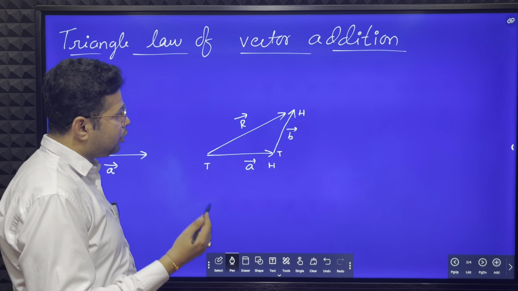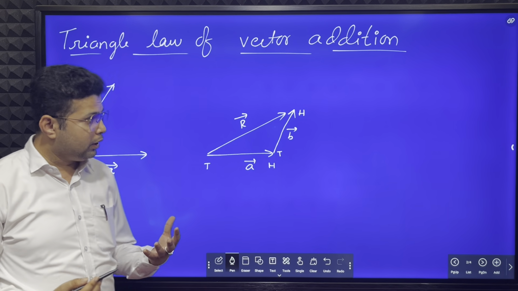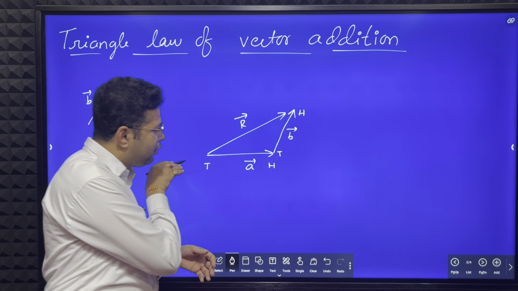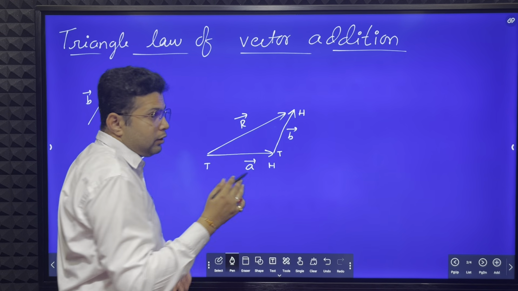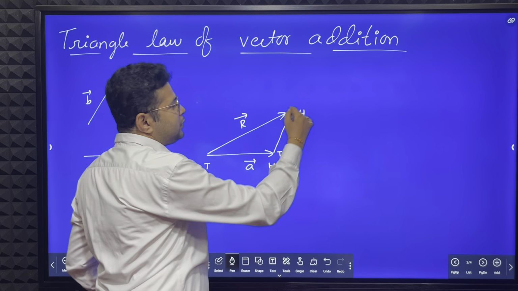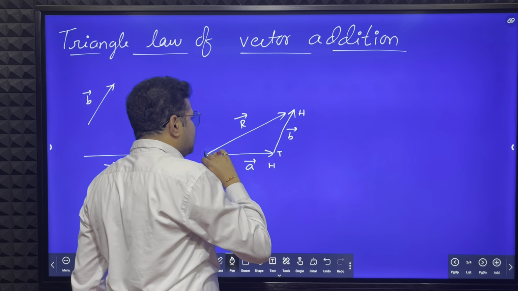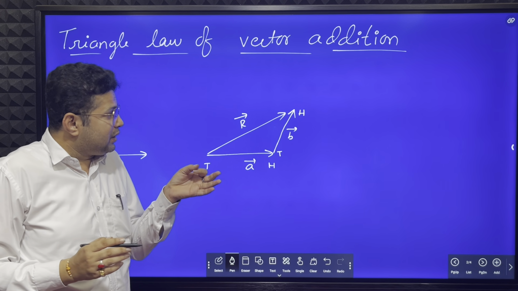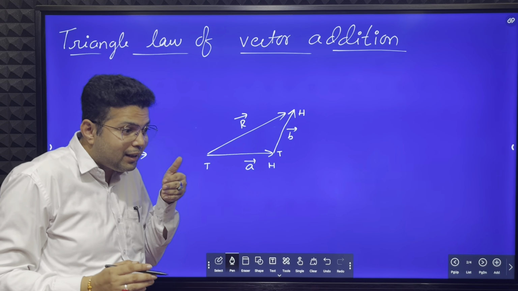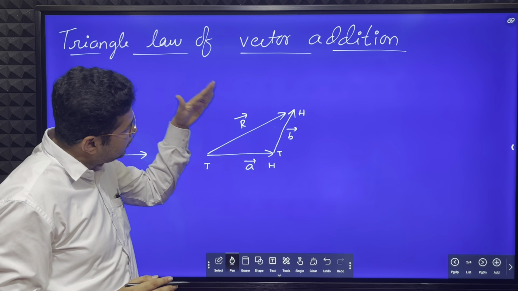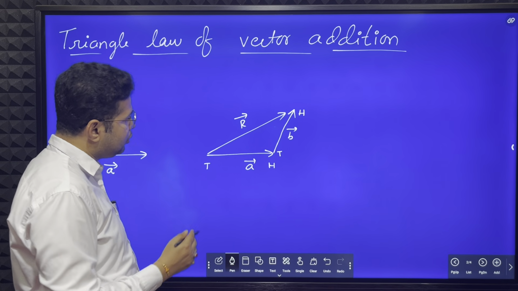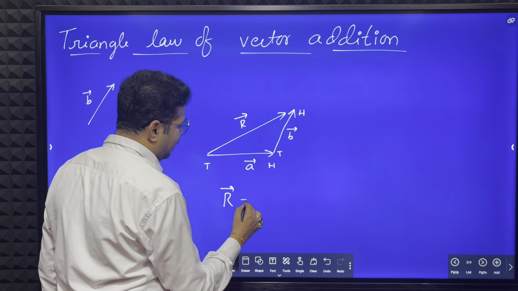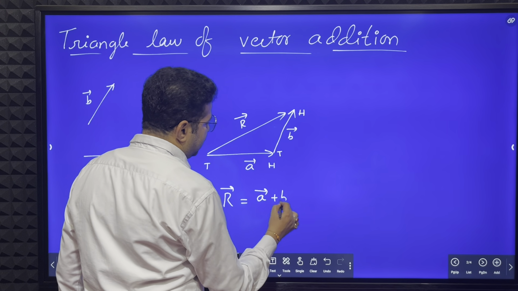This triangle law can also be defined like this. If two vectors are connected in order, then the closing side of the triangle taken in the opposite order gives the resultant. See, these vectors are going like this, and now this is in the opposite direction. If two vectors are represented as adjacent sides of a triangle taken in order, then the closing side of the triangle taken in the opposite order gives the resultant. So the resultant vector R is equal to vector A plus vector B.